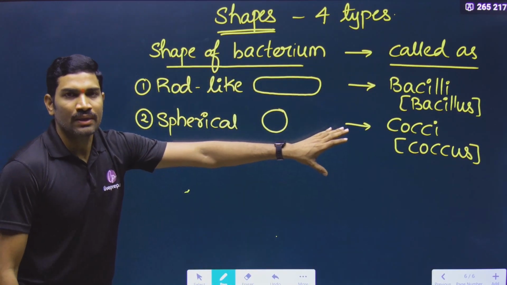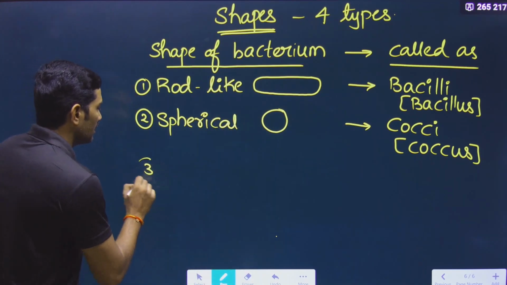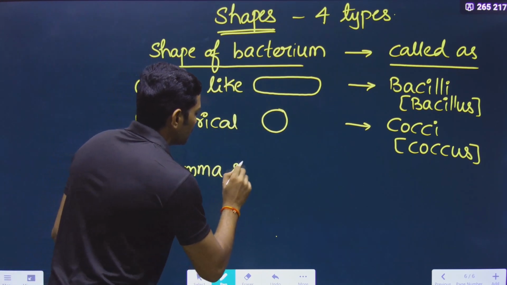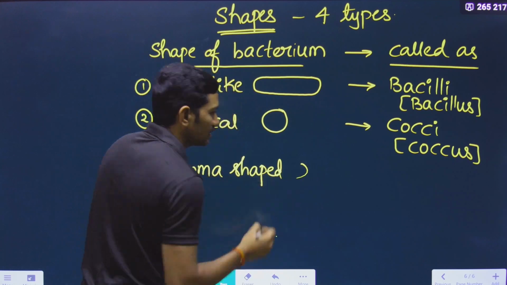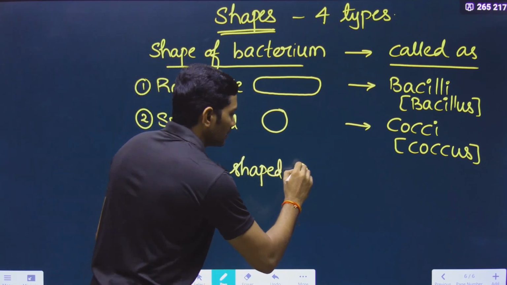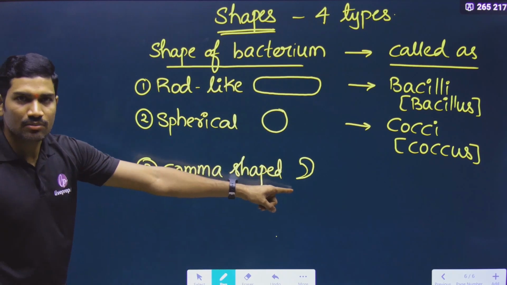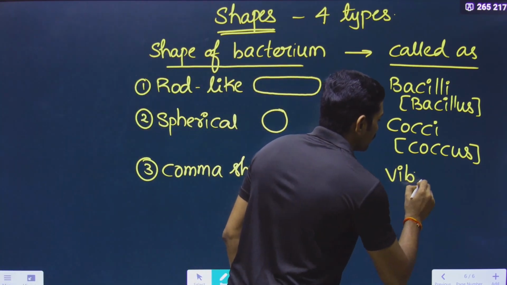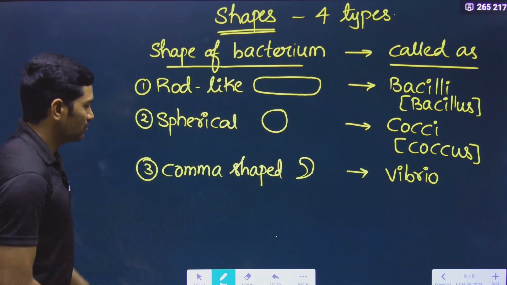Understood or not? Whereas some bacteria are having comma shape. So what is this comma shape? Generally, this is the comma. So some bacteria, they are having the shape like this. And if they are having the comma shape, then they are called vibrio. Understood or not? This is one important point.